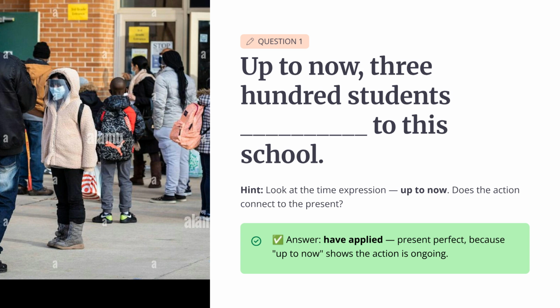Look at question 1. The sentence begins, up to now, 300 students blank to this school. Look at the time expression up to now. Does the action connect to the present? Yes, it does. So the answer is have applied. We use the present perfect because up to now shows that the action is ongoing. The full sentence is, up to now, 300 students have applied to this school.